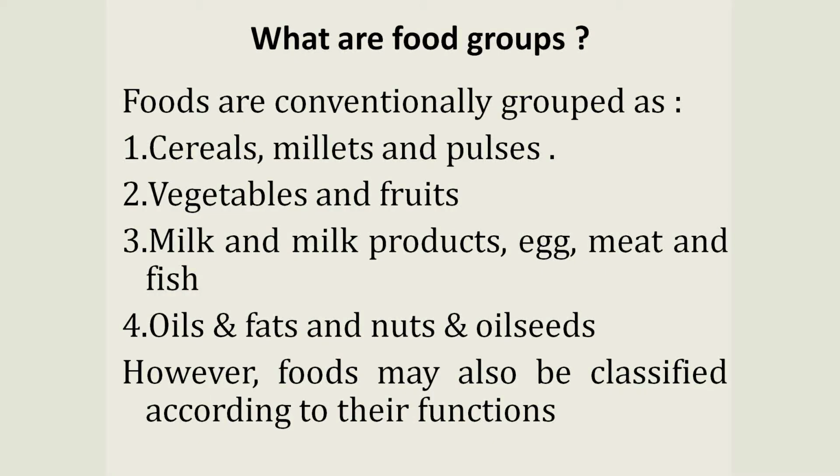So what are food groups? Food groups are conventionally grouped as cereals, millets and pulses, vegetables and fruits, milk and milk products, egg, meat and fish or poultry, all those meat products, and oils, fats, nuts and oil seeds. However, food may also be classified according to their functions. These are the classifications according to the nutritive values or nutrient content present in the food group.